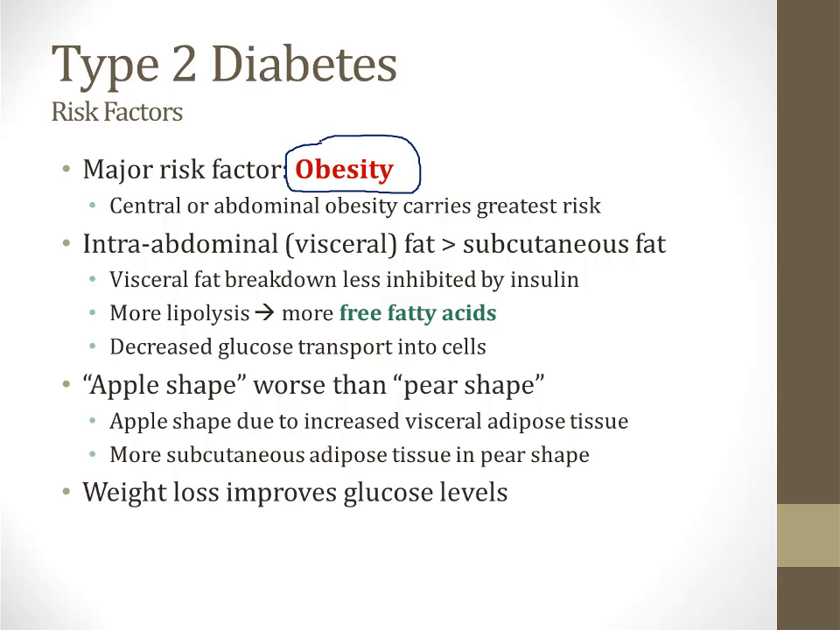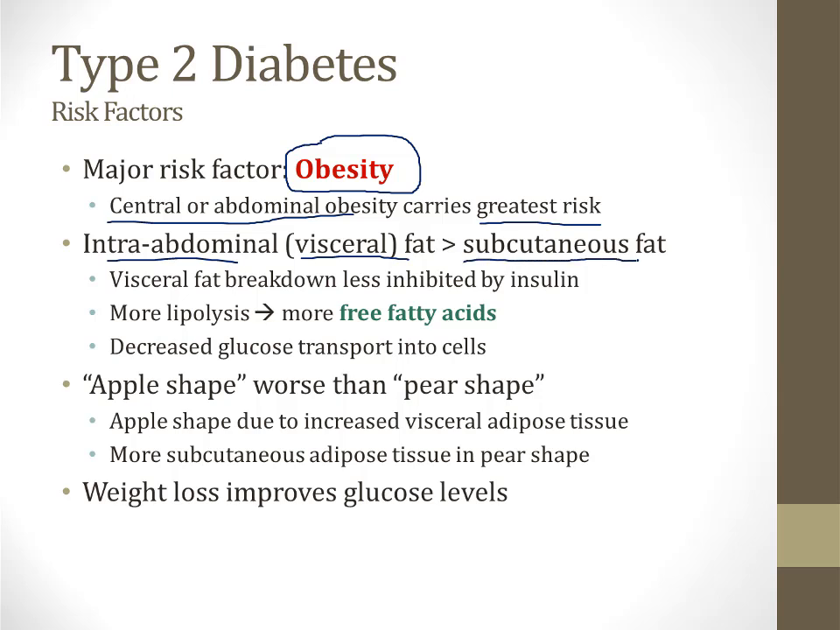And different types of obesity carry different risks for diabetes. Central or abdominal obesity carries the greatest risk in terms of diabetes. In addition, intra-abdominal or visceral fat around your organs inside your abdomen carries greater risk than fat that is under your skin, so-called subcutaneous fat.